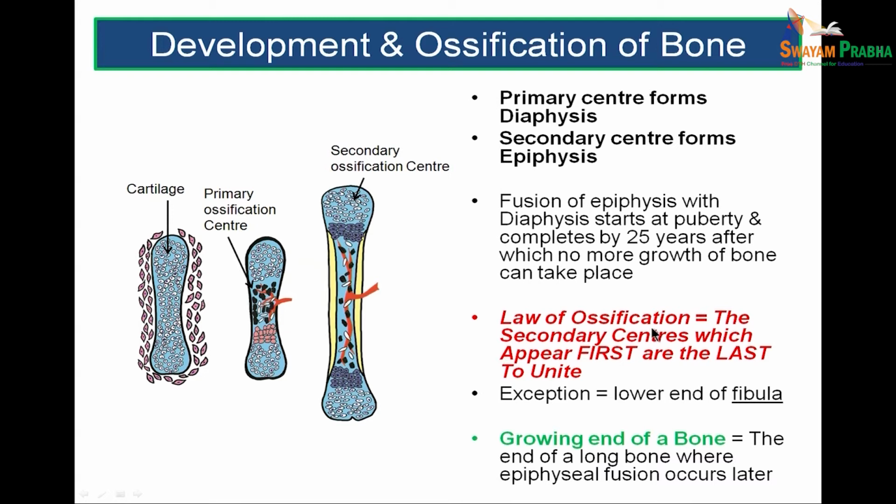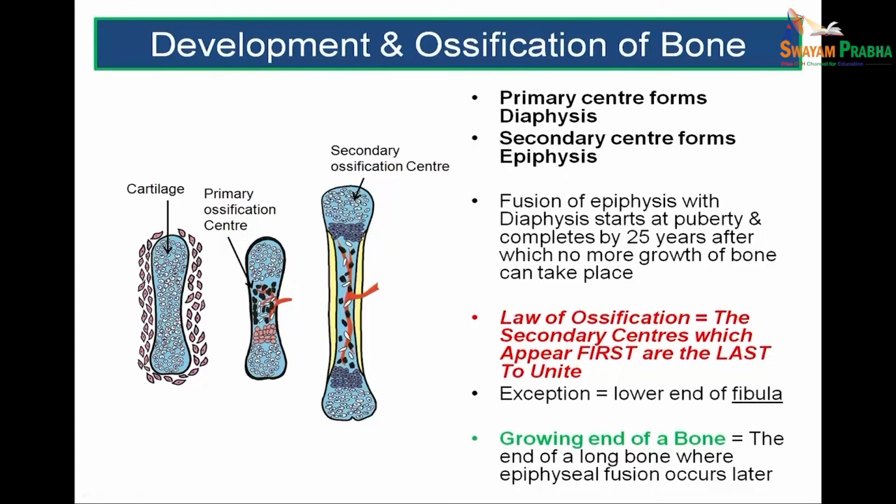There is a law of ossification that we always have to remember. The law of ossification states that the secondary center that appears first is the last to fuse. The exception to this rule is the lower end of the fibula, where the secondary center that appears first fuses first. What is the concept of the growing end of a bone? The end of the bone where the epiphysis and diaphysis fusion occurs later is called the growing end of a long bone.